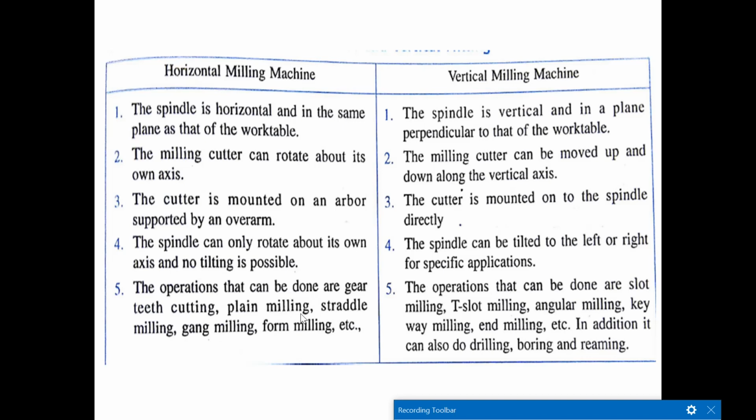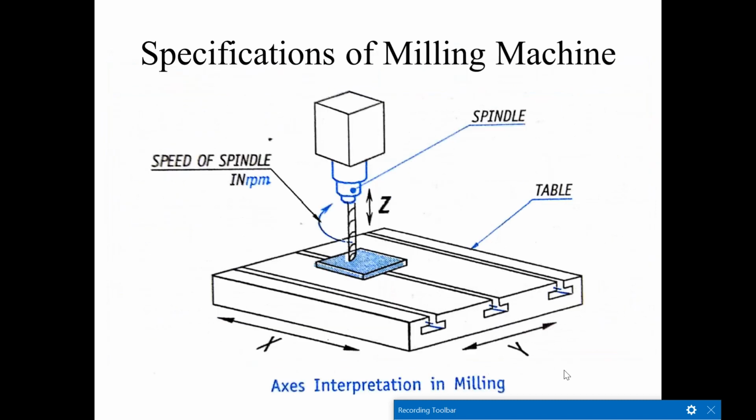The operations that can be done are gear teeth cutting, plane milling, straddle milling, gang milling, form milling, etc. in a horizontal milling machine. We have discussed it in the types of operation. And in a vertical milling machine, the different operations carried out are slot milling, T-slot milling, angular milling, keyway milling, end milling, etc. In addition, it can also be used for drilling, boring, and reaming. These are also the different operations that we come across by using the vertical milling machines.